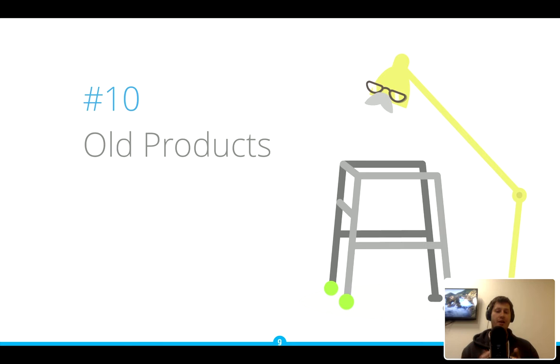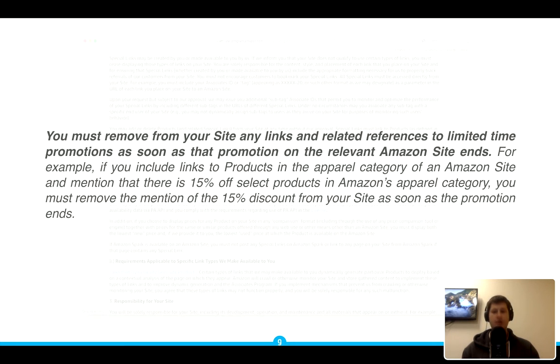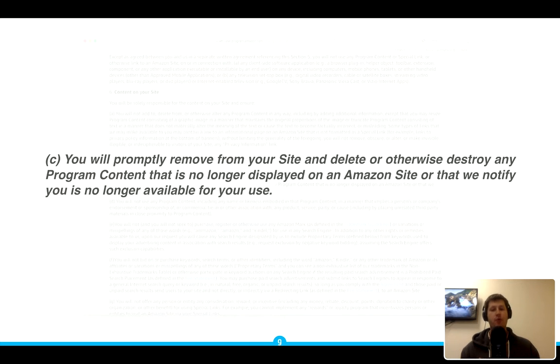So it's important that you make sure you're not violating Amazon's operating agreement, which reads, you must remove from your site any links and related references to limited time promotions as soon as that promotion on the relevant Amazon site ends. And they also mention you will promptly remove from your site and delete or otherwise destroy any program content that is no longer displayed on an Amazon site, or that we notify you is no longer available for your use. So please use a tool, something like our Amazon Link Health Checker, to ensure that you're not linking to stuff that's out of stock, missing out on conversions, and possibly getting yourself in trouble.